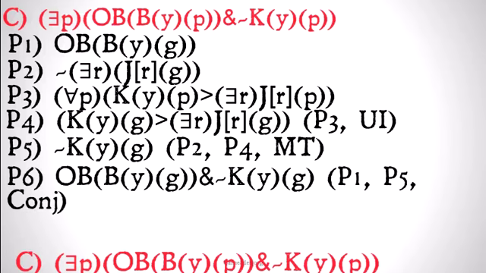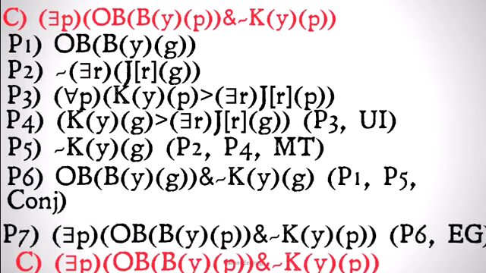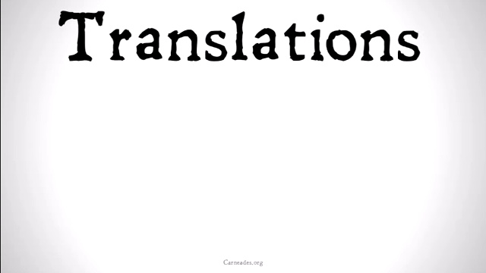Then we're going to conjoin 1 and 5 to get, it's obligatory that you believe that God exists, and it's not the case that you know that God exists, with conjunction. And finally, using existential generalization on premise 6, we'll get there exists some P such that it's obligatory that you believe that P, and it's not the case that you know that P is true, which is our conclusion. Hopefully a pretty simple, basic introduction to give you some sense of how to start working with these different kinds of modal logics together. All right? We're only going more complicated from here.